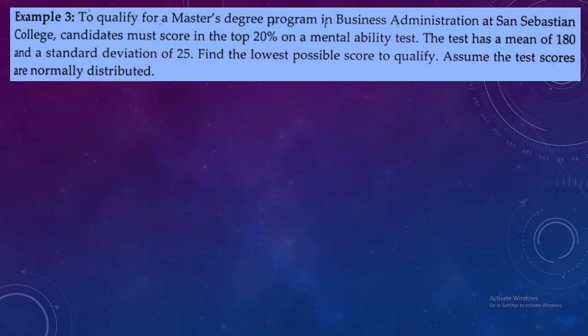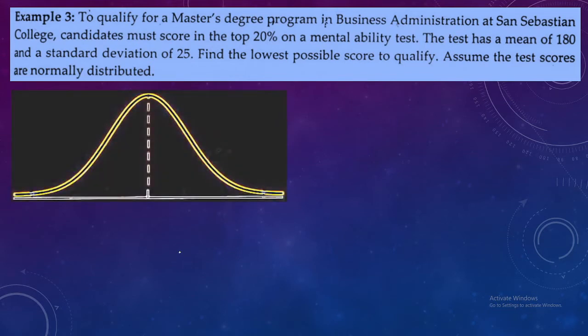Now let's go to problem number 3. To qualify for a master's degree program in business administration at San Sebastian College, candidates must score in the top 20% on a mental ability test. The test has a mean of 180, so 180 is found over here. And let's write what is given, the mu and the sigma. The mean is 180. The standard deviation is 25.